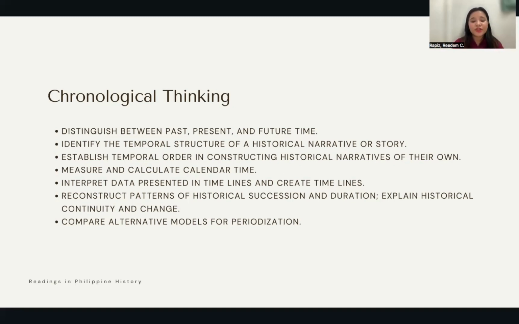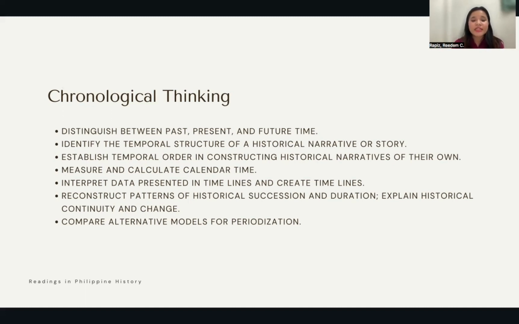Students need to know the arrangement of dates, places, and when and where the event happened. From the word chronological, which is pagkasunod-sunod, kailangan natin malaman yung pagkasunod-sunod ng mga pangyayari sa history. So first is to distinguish between past, present, and future time. Students should be able to analyze patterns of the event's duration. Identify the temporal structure of a historical narrative or story.